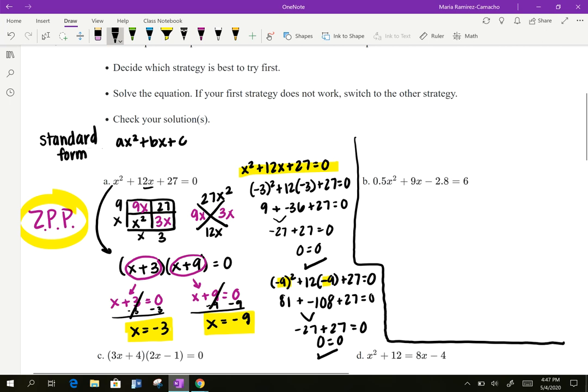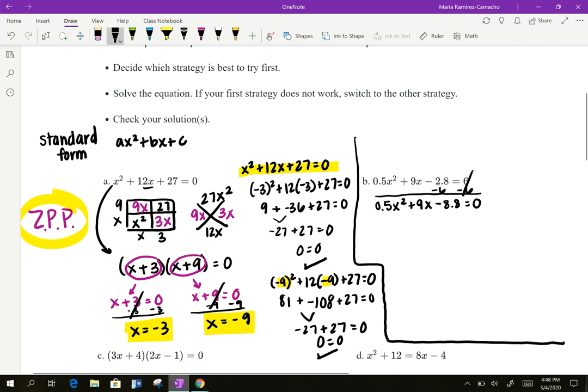For part B, I've got a problem. I need to have an equation that is set equal to 0, so let's subtract this 6 over. Now I have 0.5 x squared plus 9x minus 8.8 equals 0.